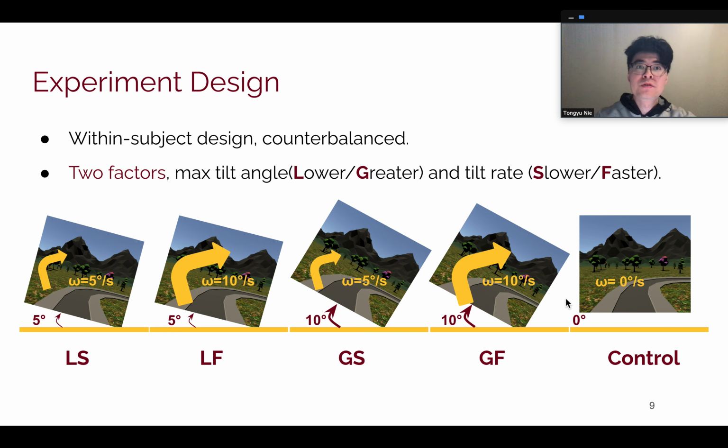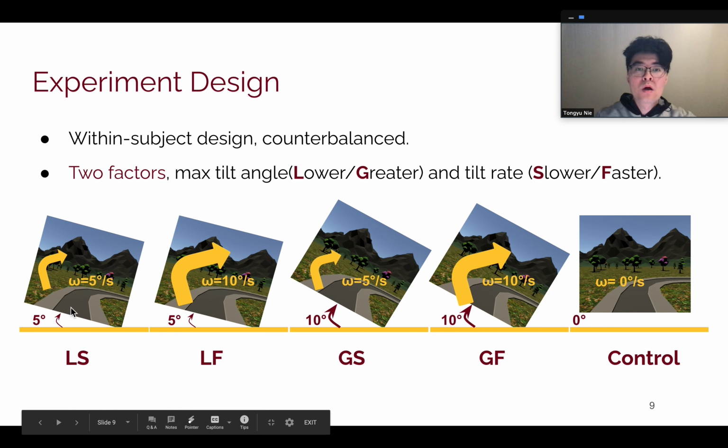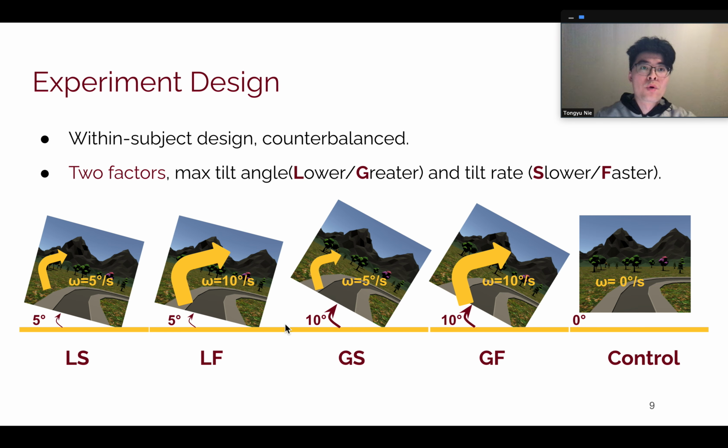As shown here, there were 5 conditions in this study. The 4 experimental conditions were a combination of the 2 factors, tilting rate and max tilt angle. The 2 factors of redirected tilting each had 2 different levels. The lower tilt angle was 5 degrees, while the greater tilt angle was 10 degrees. And for tilt rate, the slower tilt rate was 5 degrees per second, while the faster tilt rate was 10 degrees per second. And there was also a control condition without any redirection.